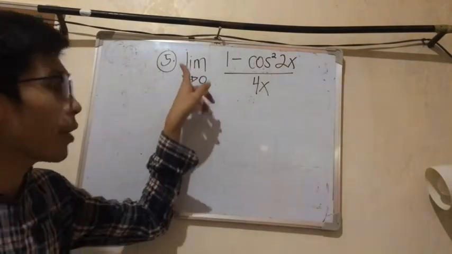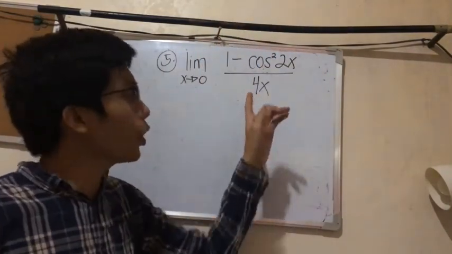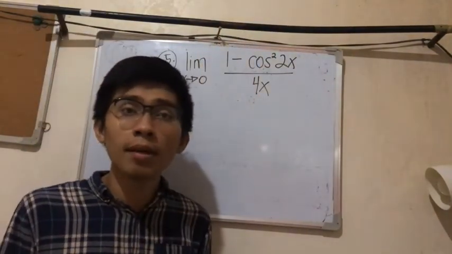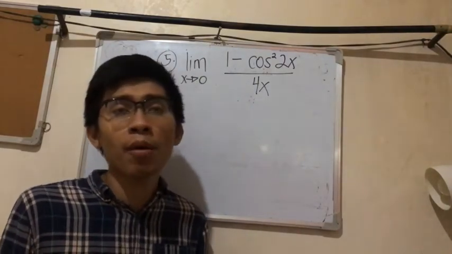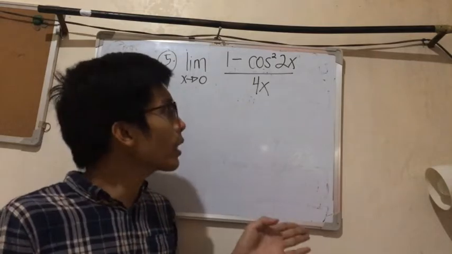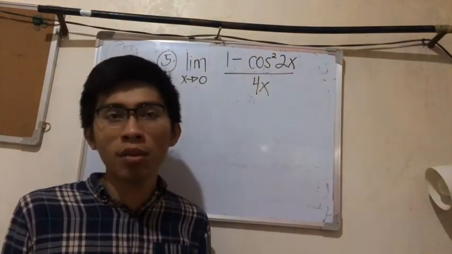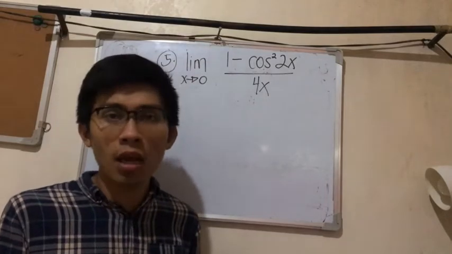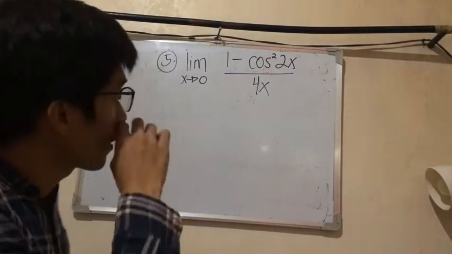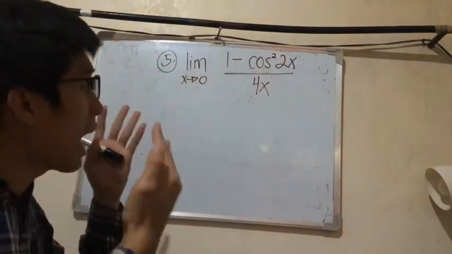Again, if you're going to use direct substitution method, your denominator will become 0. And that is undefined. We don't want it to happen every time we solve limits. Once it is undefined or indeterminate form, we have to find ways to find the limit of that function. Okay? So now, let's simplify.